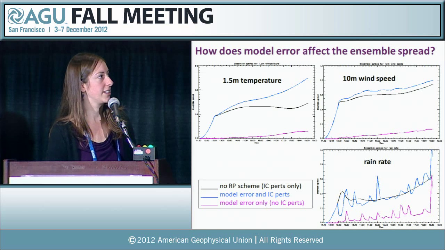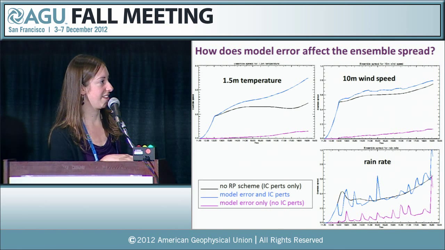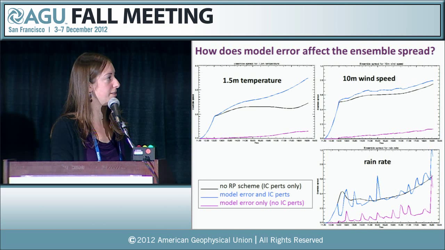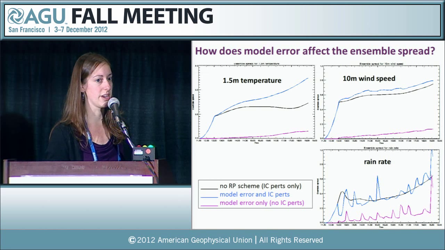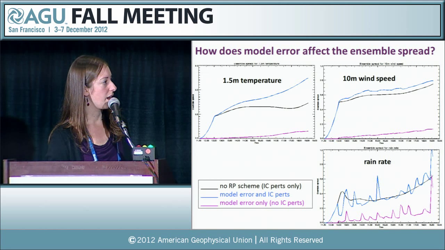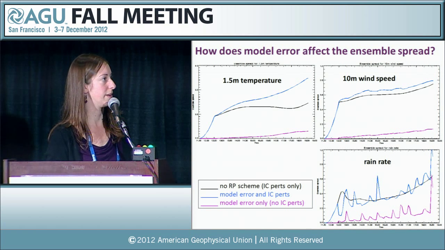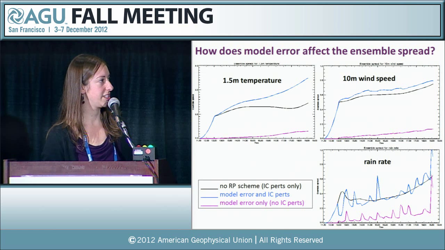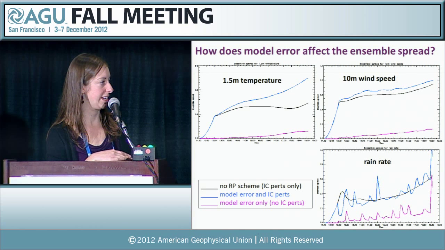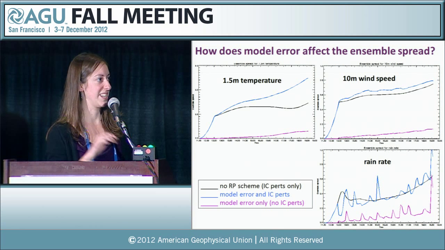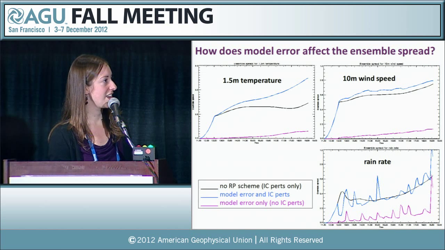So in terms of the effect on the ensemble spread, these plots show the ensemble spread as it varies with time during the 6-hour forecast. The black line shows the standard ensemble with no representation of model error. The blue line shows this ensemble but with the RP scheme applied, so with this representation of model error. And the pink line shows model error only, so no initial condition perturbations. So really 24 different sets of random parameters applied to the control forecast.